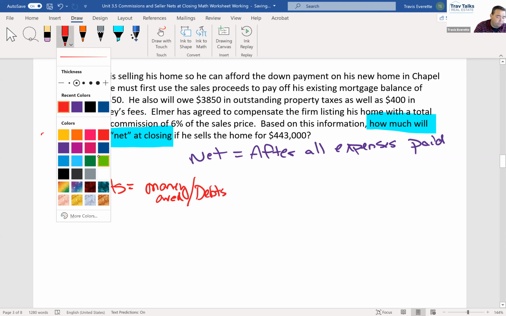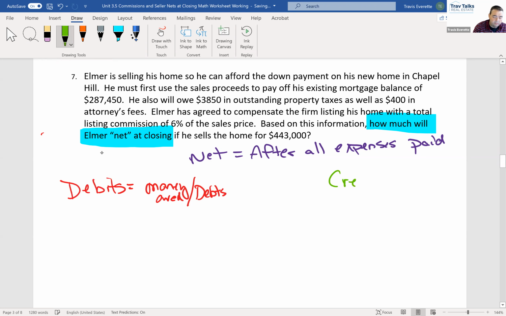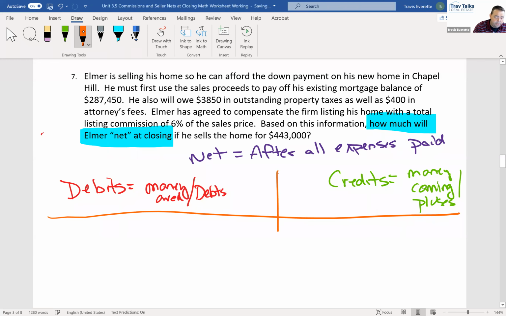And then also think of credits. Credits equals money coming. These are pluses. And if you will start to think of these in those terms, it'll be much easier to calculate what Elmer's net is here by simply putting things in columns of credits and debits. So what we want to do now is just go through and see what each one of these is. Is it a credit or is it a debit?